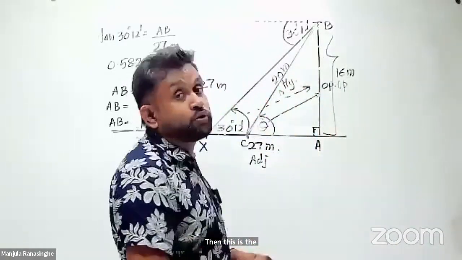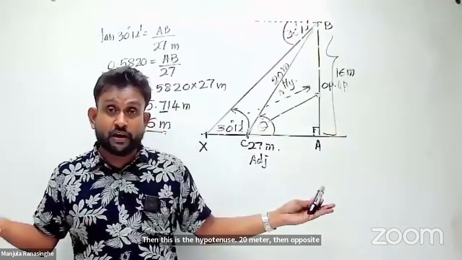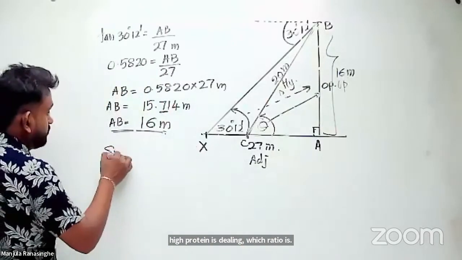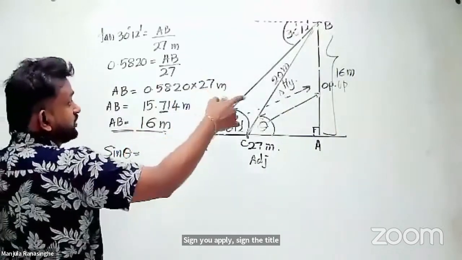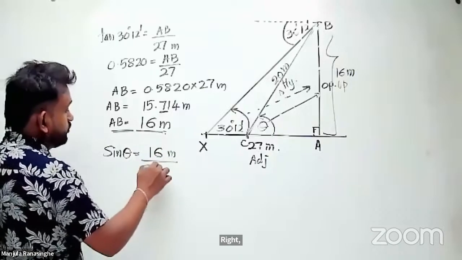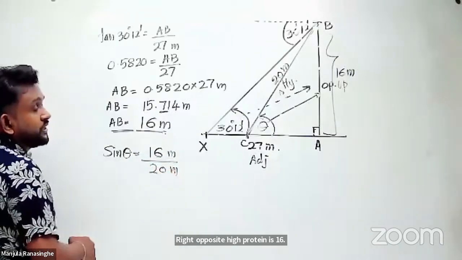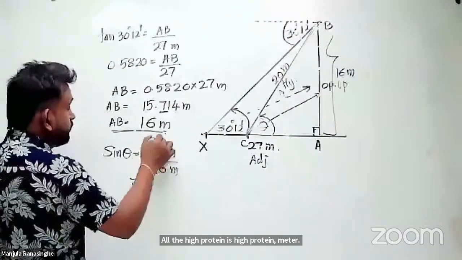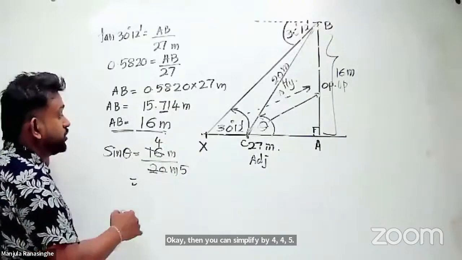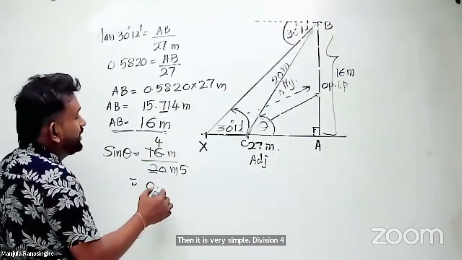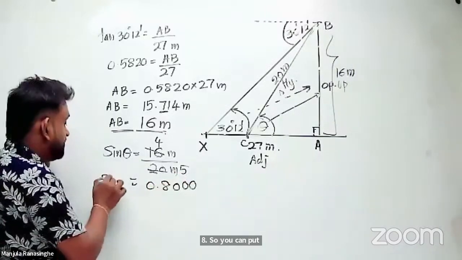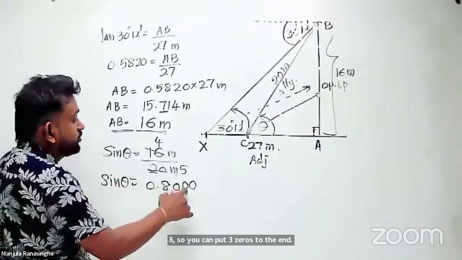Opposite and hypotenuse, which ratio applies? Opposite over hypotenuse is sine. So you apply sine theta equals opposite over hypotenuse, 16 meters over the hypotenuse, which is 20 meters. Then you can simplify by 4: 4 over 5. It is a very simple division: 4 upon 5 means 0.8. So you can put three zeros at the end, so sine theta equals 0.8000.